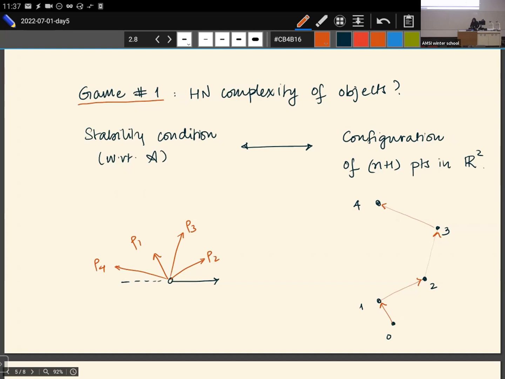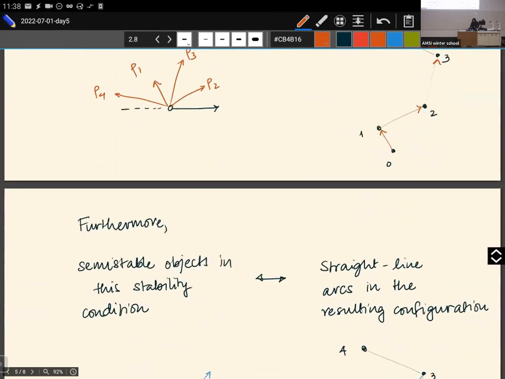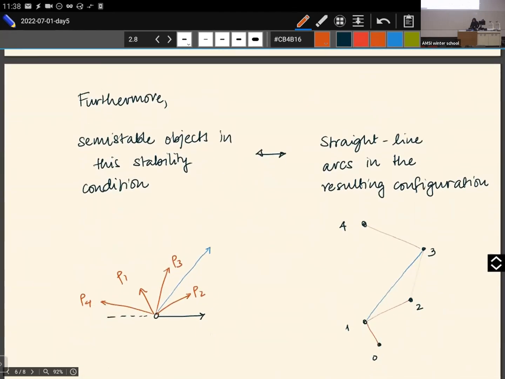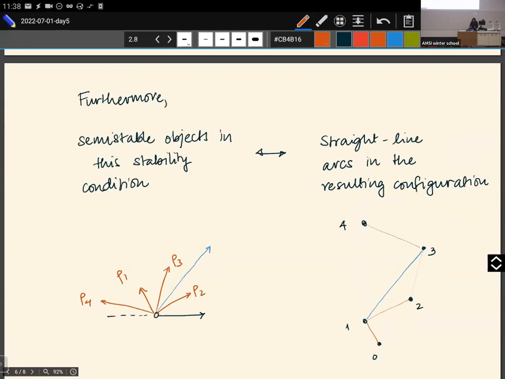So this is fine. And now I want to think about, okay, I have a stability condition. Once I have a stability condition, the important thing is which objects are semi-stable. So I have to try and recognize semi-stable objects and can I do that also in this picture? And it turns out that you can. The semi-stable objects in the stability condition that you choose on the left are just straight line arcs in the configuration that you get.